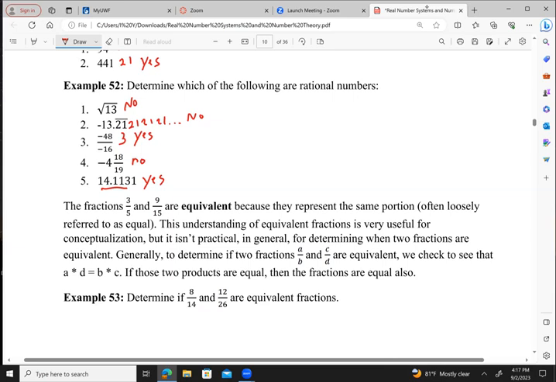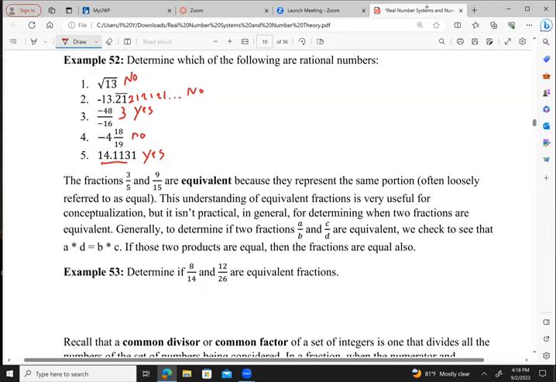So the fractions 3/5 and 9/15 are equivalent because they represent the same portion. We can loosely refer to them as being equal. The understanding of equivalent fractions is very useful for conceptualization, but it isn't practical in general for determining when two fractions are equivalent.